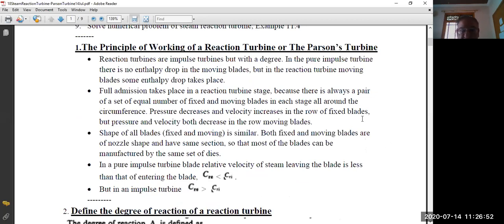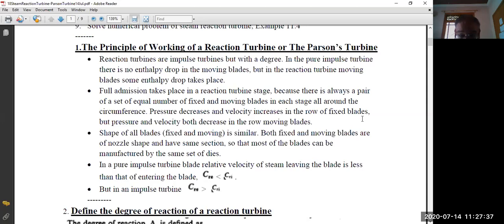So today's topic is reaction turbine. What is reaction turbine? Actually, all turbines are impulse turbines, but there is a degree of reaction. What is reaction? In an impulse turbine, there is no pressure drop in the moving blades, but pressure drop takes place only in nozzles. In a reaction turbine, we don't have nozzles. We have only one row of fixed blades, made in the shape of nozzles, and then another row of blades which is rotating.